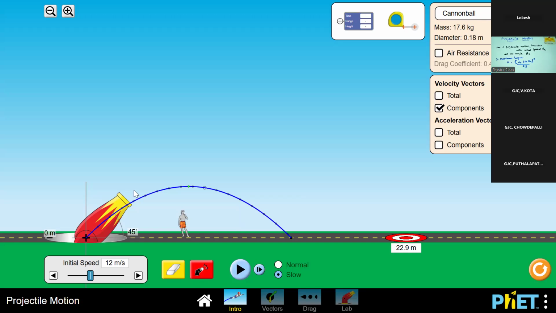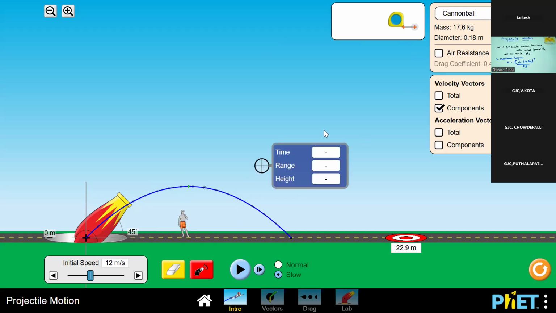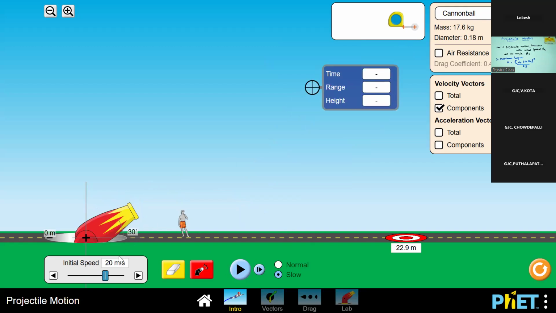Okay, right. So now you can see the range. Range means, as I already told you, the horizontal distance covered, and the height. For example, for initial speed we can take 20 and the angle is 30. Now I click fire.